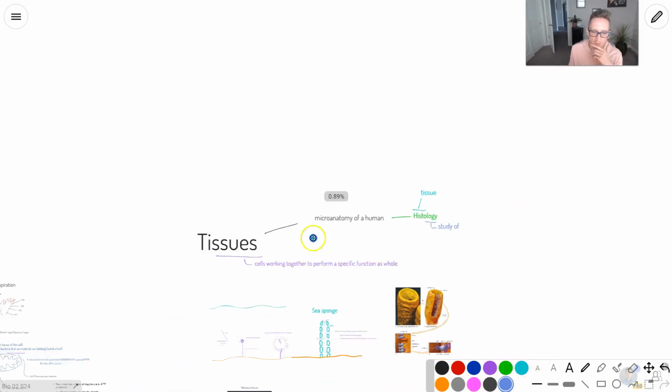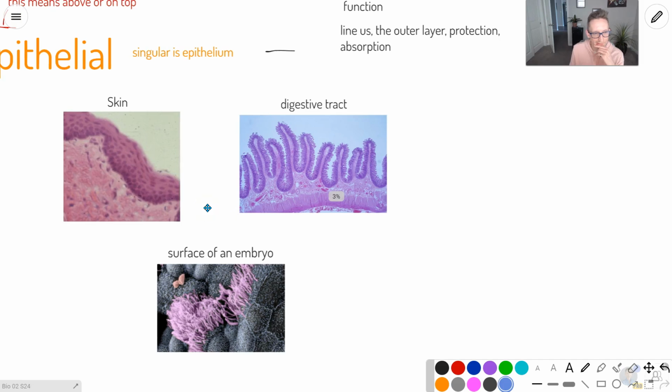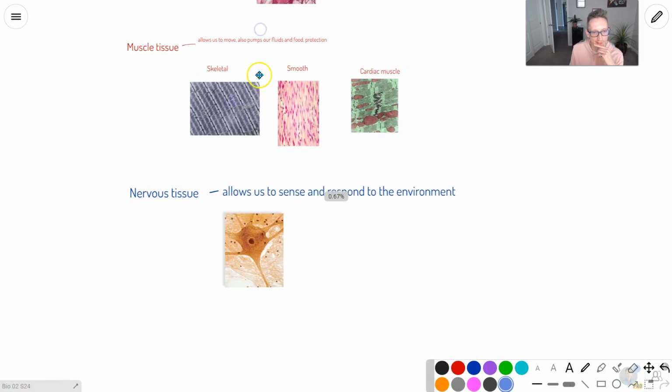So I'm going to be showing more little images like this. I mean, this stuff is incredible to look at. Okay, I'll shut up now. I'll see you in the next one. We're going to talk about epithelial tissues and draw some pictures.